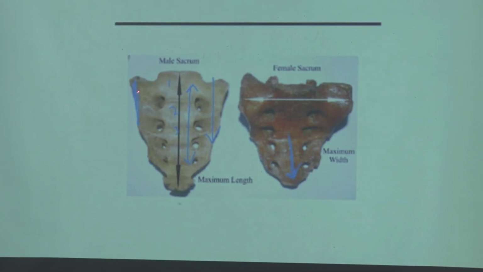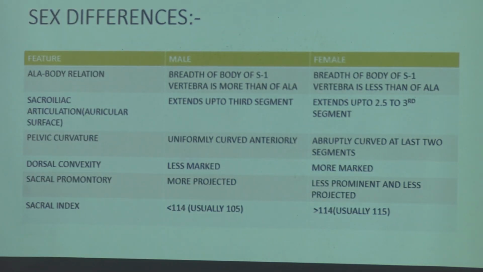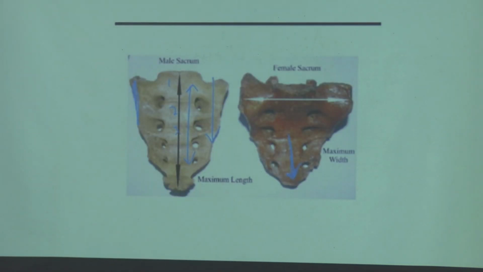Understood? Next is the pelvic curvature. You can see that it is uniformly curved, but here it is abruptly curved. Can you see there is an abrupt curve here? And next is dorsal convexity. It is less convex here but more convex there.